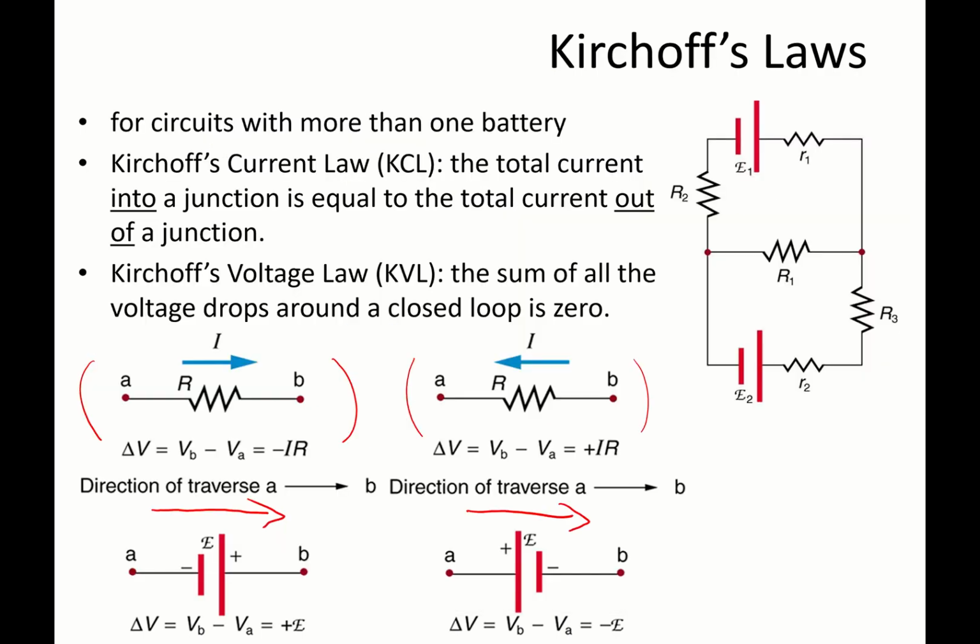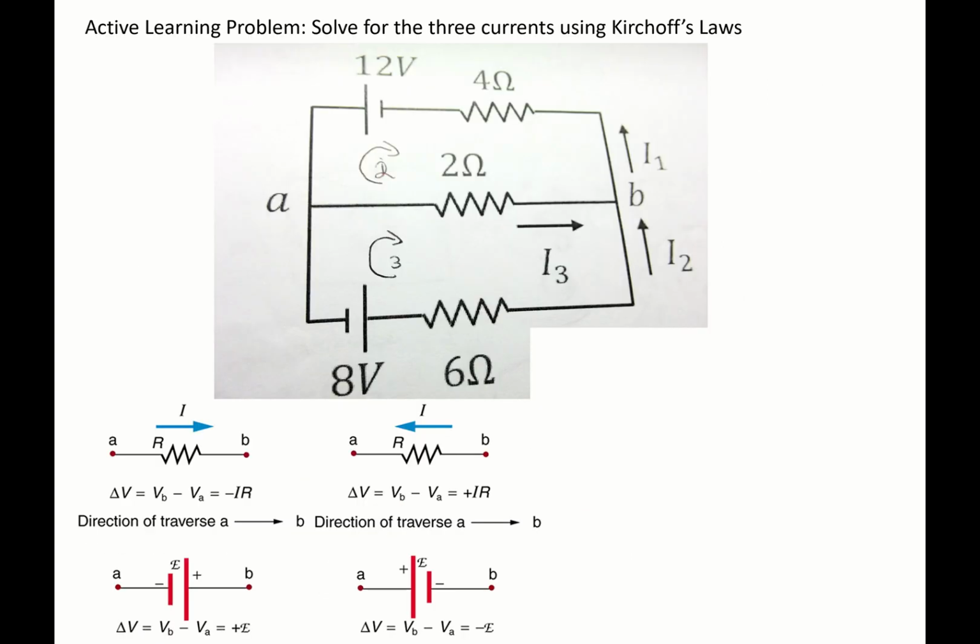So going back to the PowerPoint then, the active learning problem that I want you to do today is a similar circuit. This time there's only 2 batteries, but there's still 3 different lines in the circuit, 3 different possible loops you could do. And I want you to solve for current 1, current 2, and current 3, which are in the directions drawn on the picture. If I were you, I would do Kirchhoff's current law at point B, since you can see very clearly what direction the currents are. And so that will give you equation 1.